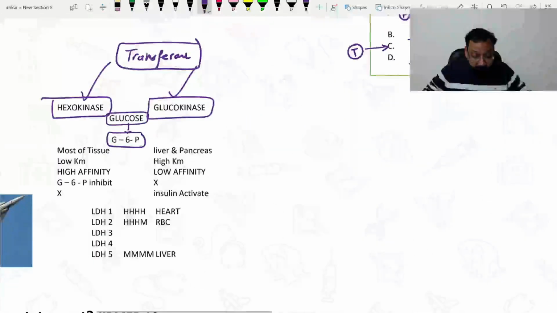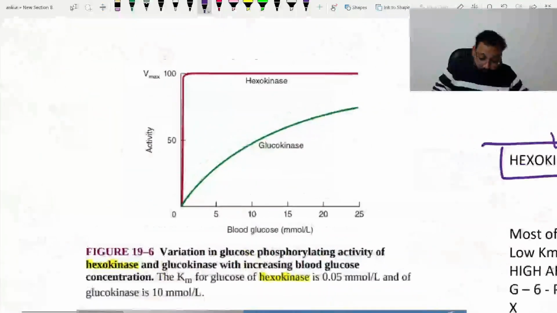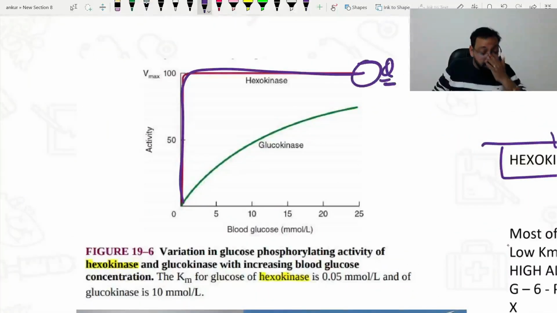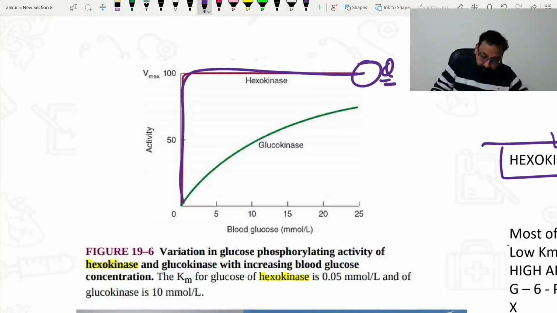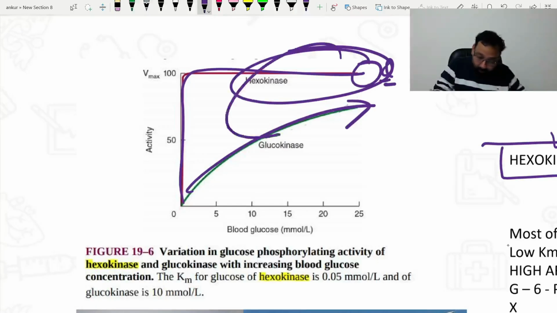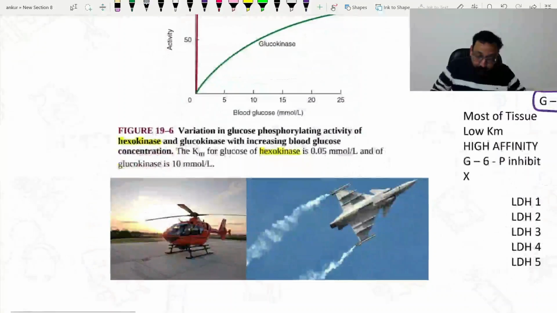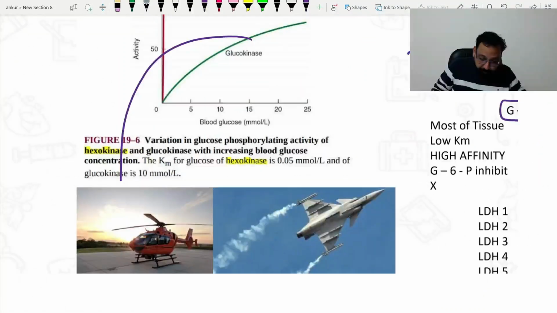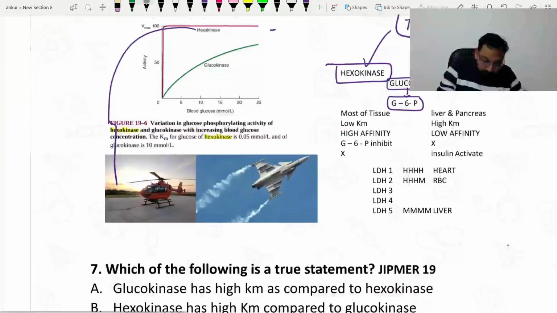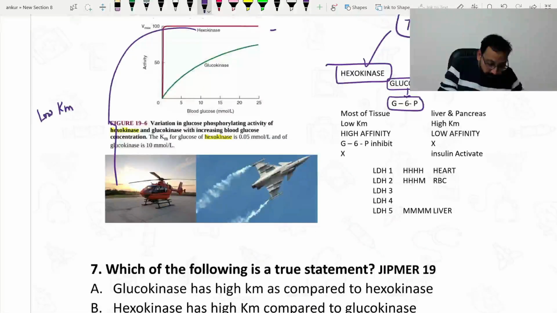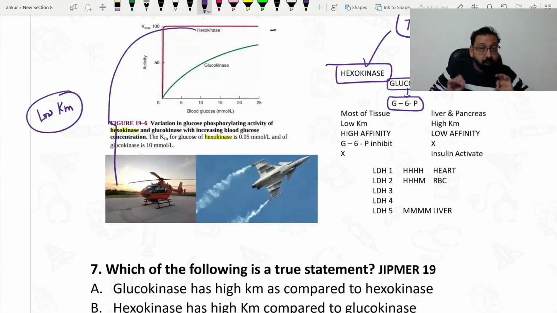You will remember hexokinase as a helicopter. Hexokinase as helicopter. This graph question was asked. Hexokinase, how a helicopter flies like this; a jet zooms. So this is the jet, this is the helicopter. So the graph you can recognize by the jet. If you want to travel a short distance, you will use a helicopter. Again I repeat, if you want to travel a short distance, you will use a helicopter. So low kilometer. Although Km is the Michaelis constant, for the time being I remember Km as kilometer, but this is the Michaelis constant. Helicopter has low Km, jet has high Km.